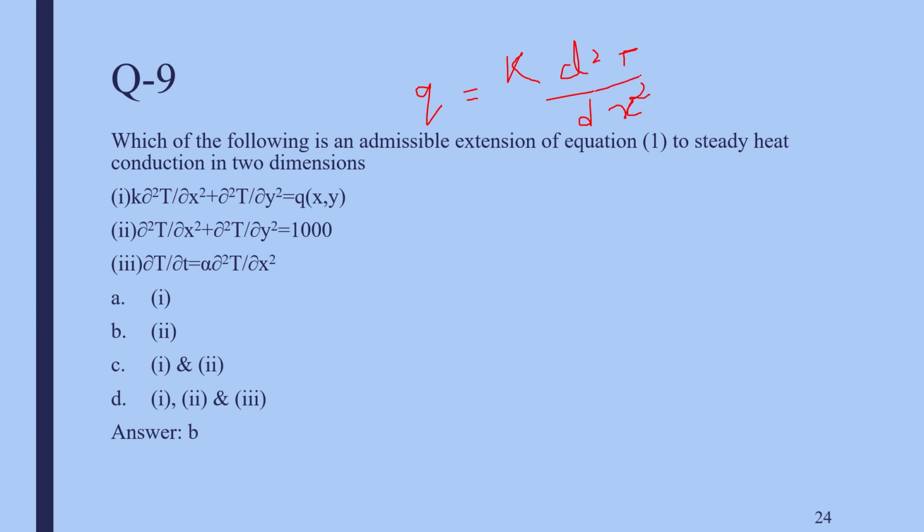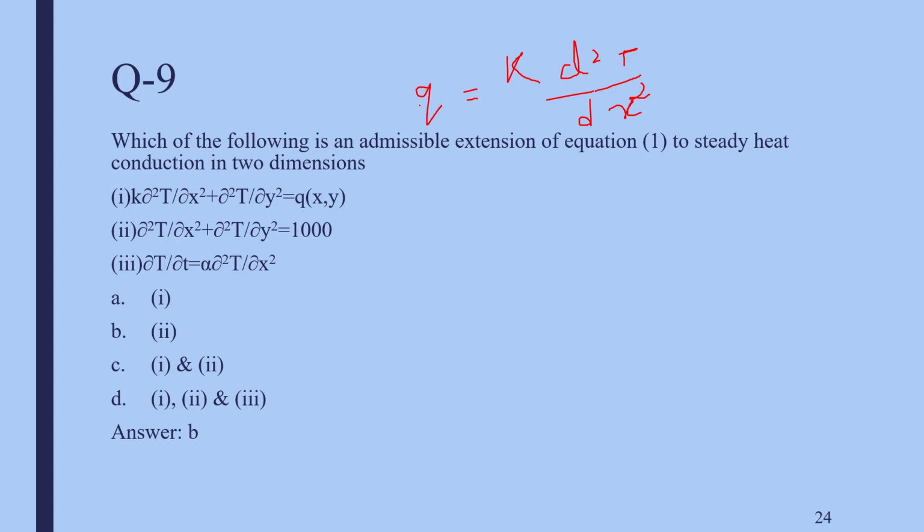So what is given here in equation 1? What would be the thing if it is extended to a two-dimensional problem? What we would be having is that Q is equal to K d square T by dx square plus dou square T by dou y square into K would be an extension where Q would be a function of x as well as y. So we'll see what are the given options here.